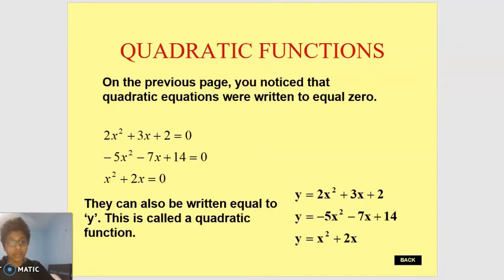Quadratic functions are different from quadratic equations. A quadratic equation is written as equal to 0. So 2x squared plus 3x plus 2 equals 0, that's a quadratic equation. But a quadratic function is y equals 2x squared plus 3x plus 2.